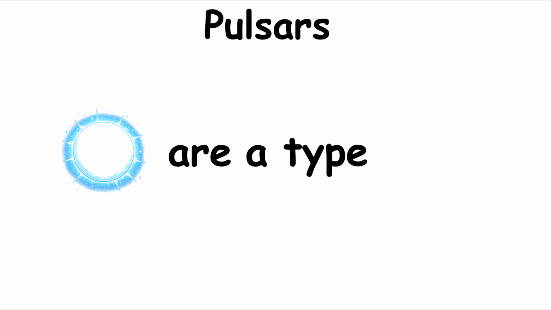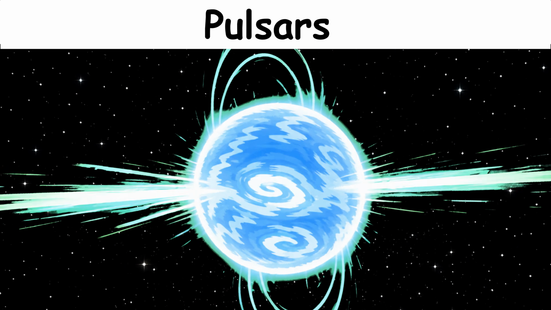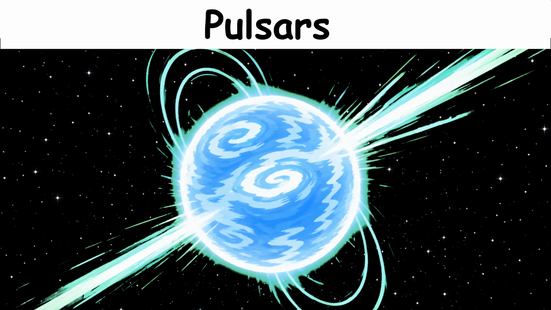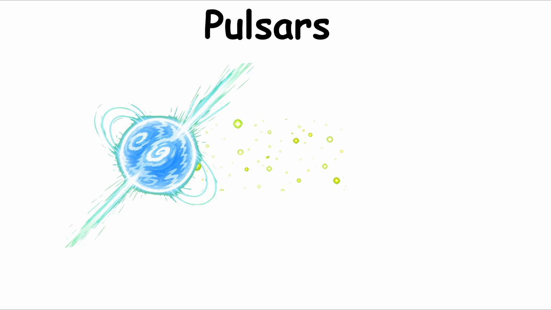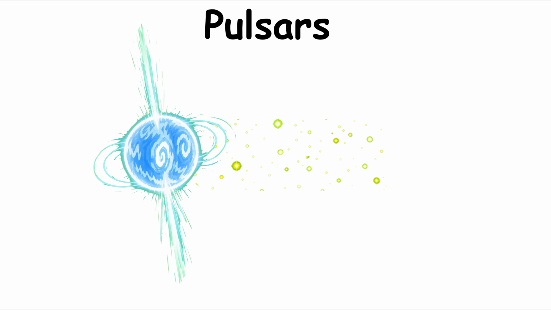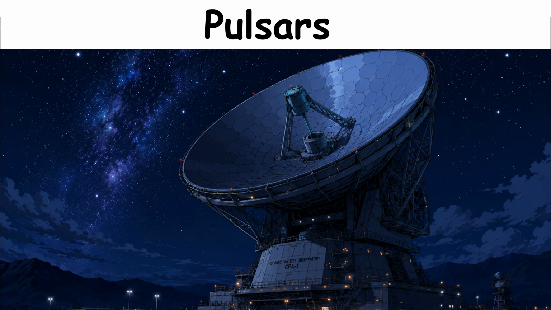Pulsars are a type of neutron star, but their unique properties warrant a category of their own. Possessing extremely strong magnetic fields and rapid rotation, they act as cosmic particle accelerators, emitting beams of radiation and streams of charged particles at nearly the speed of light. When Earth lies in the path of one of these beams, astronomers observe periodic pulses of radiation.